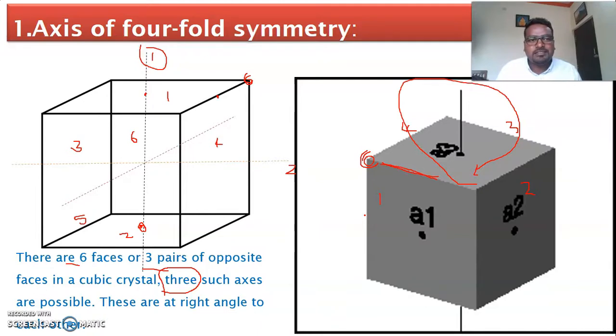In the next class, I am going to discuss the third type of symmetry operation, the plane of symmetry. So far we have completed the other kinds of symmetry operations: center of symmetry and axis of symmetry. The last one is the plane of symmetry, which I am going to discuss in the next video.